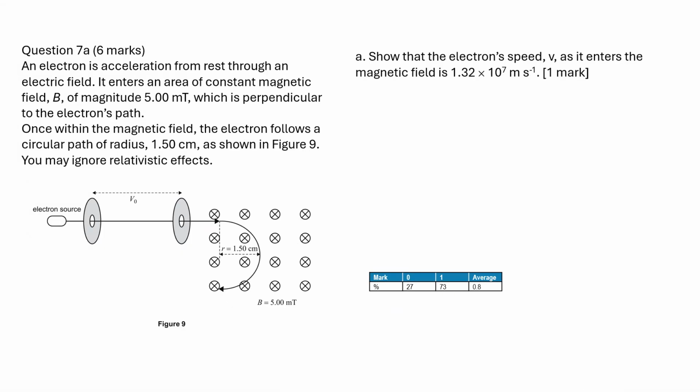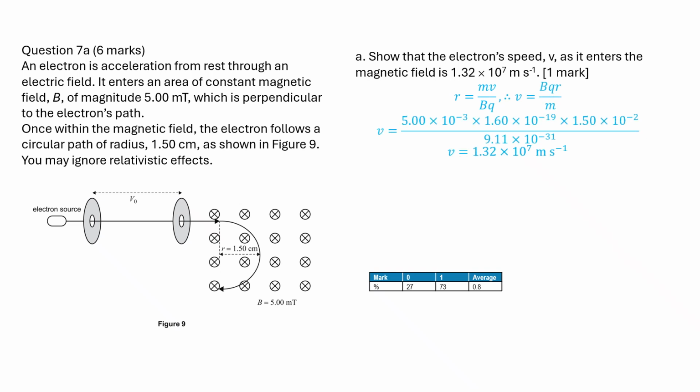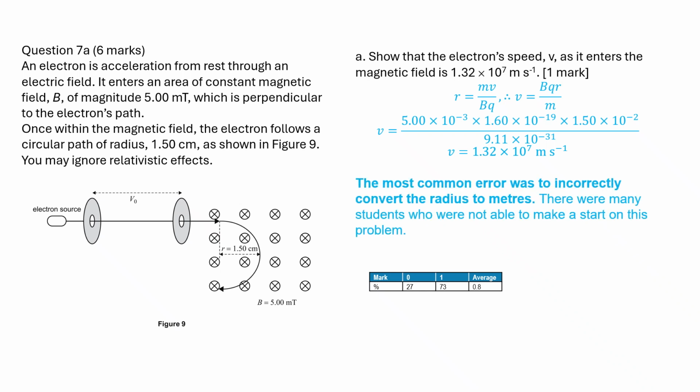An electron, accelerated from rest by an electric field, subsequently enters a constant magnetic field, where it follows a circular path. Given the magnetic field strength and the measured radius of this circular path, we can rearrange the relevant equation to calculate the speed of the electron. The electron's mass and charge should be obtained from a data book. A common error to avoid is incorrectly converting the radius to meters.